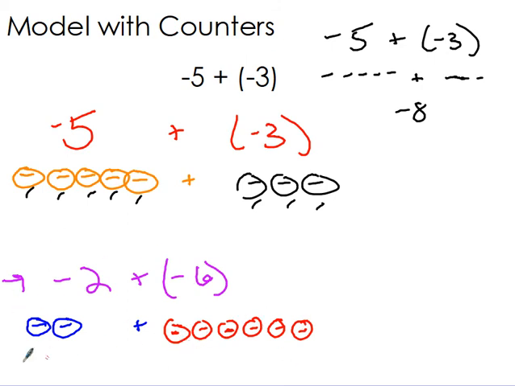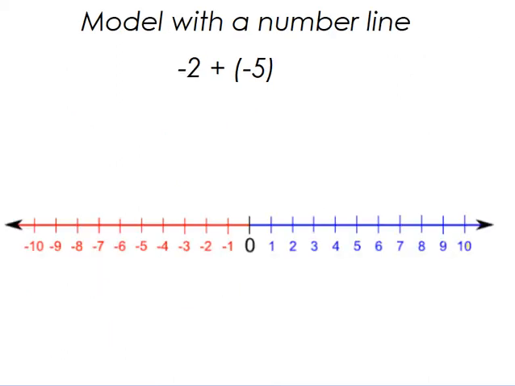How many negatives do I have total? Well, I have 1, 2, 3, 4, 5, 6, 7, 8. So my final answer would be -8, just like we had before. So if I combine 2 negatives with 6 negatives, I have a total of 8 negatives. So -2 plus -6 is -8. Okay? Now, you can also model on a number line.